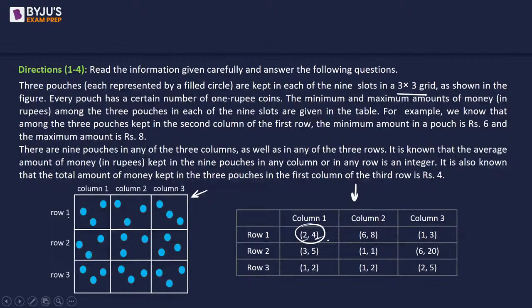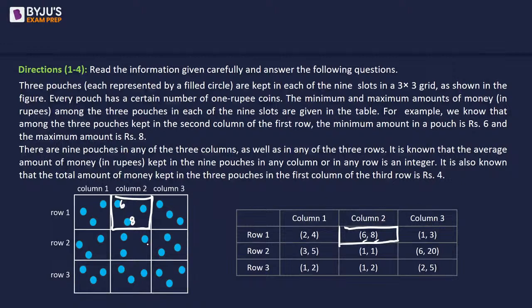For example, among the 3 pouches kept in the second column of the first row, the minimum amount in a pouch is 6 rupees and the maximum is 8. So suppose out of these 3 pouches, one has 6 coins of 1 rupee and another has 8. The third one is not known, but it has to be in the range from 6 to 8. There are 9 pouches in any of the 3 columns as well as any of the 3 rows. Obviously we have 3 rows and 3 columns, and each cell contains 3 pouches, so we have 9.